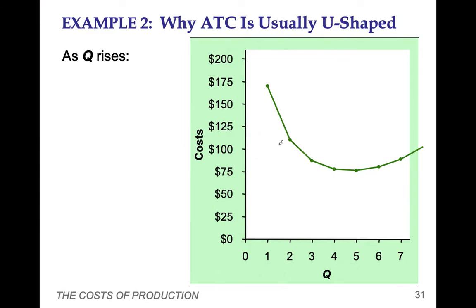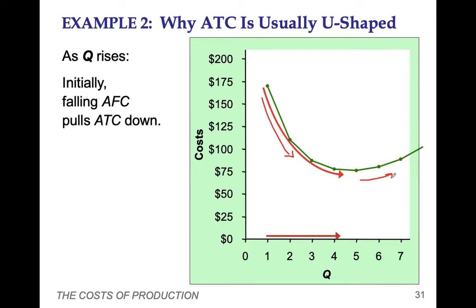So the question is, why is the average total cost usually U-shaped? Why, in other words, does the average total cost decline at first, and then after some time, after a certain limit of production, rise again? When we look at the curves all together, we can understand why.